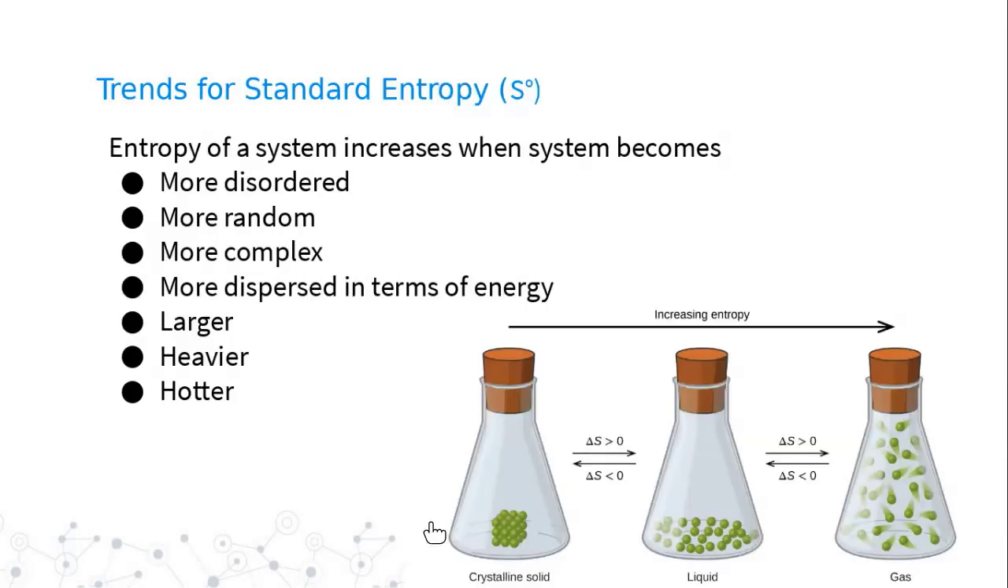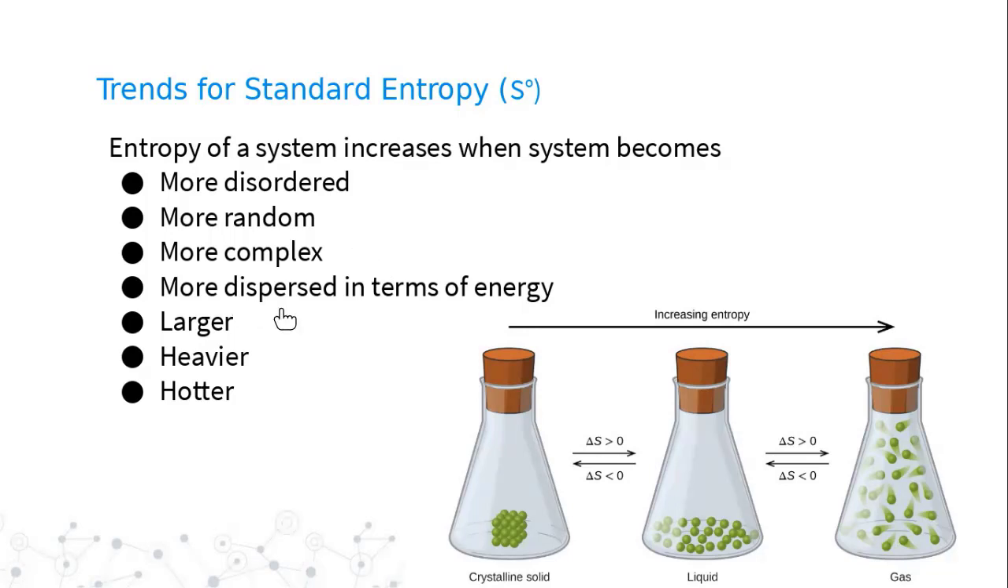So here's some trends for standard entropy. These are just ways that you can see qualitatively how the entropy of a system would increase if a system did any of these things. These are like how we talked about within the definition. So if it becomes more disordered, more random, more complex, that's all going to increase your entropy. It's kind of like the definition of what entropy is.